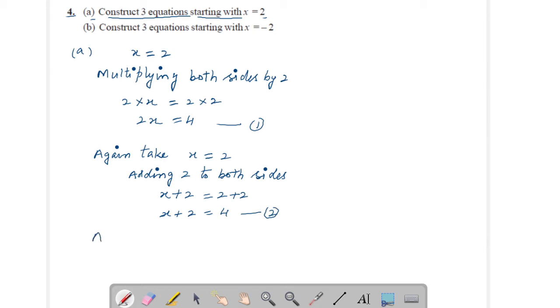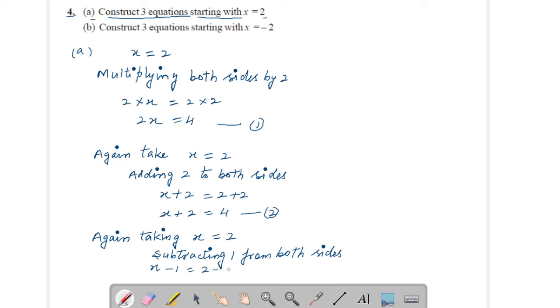Again, taking x is equal to 2, we are subtracting 1 from both sides. What will you get? x minus 1 equal to 2 minus 1, or x minus 1 equal to 2 minus 1, it is 1. This is your third equation. These are your three equations.